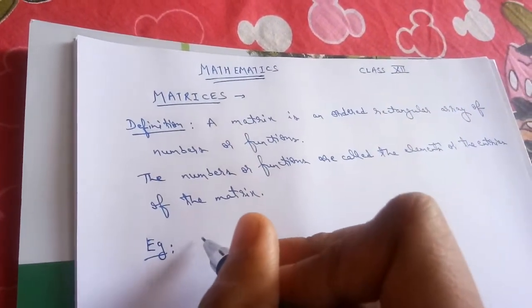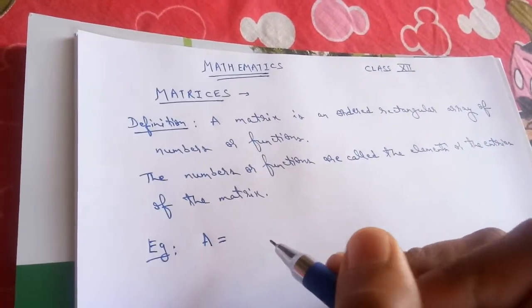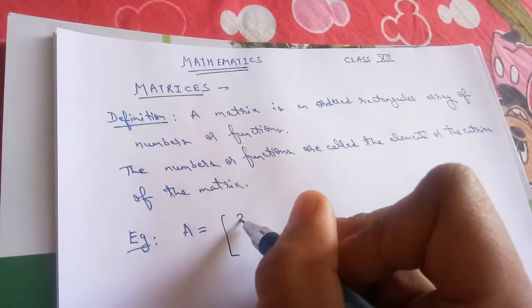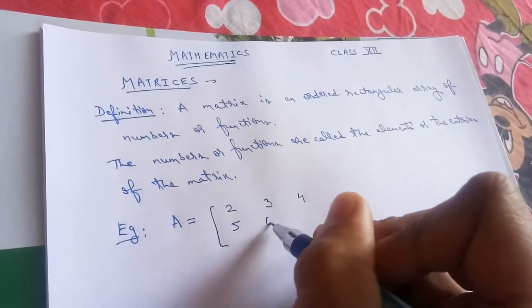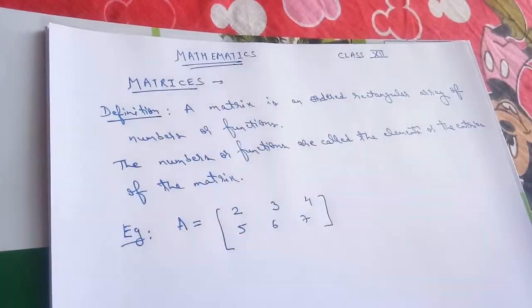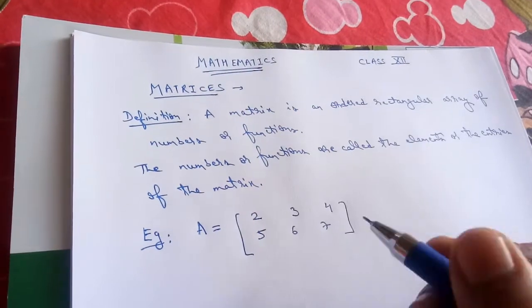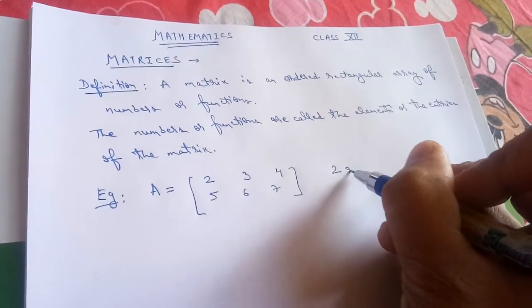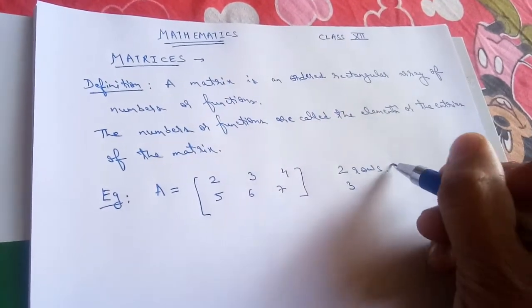We always denote a matrix with a capital letter and its elements with small letters. Suppose we take a matrix with 2, 3, 4, 5, 6, 7. These are all natural numbers we have taken. So this is a matrix in which we have 2 rows and 3 columns.